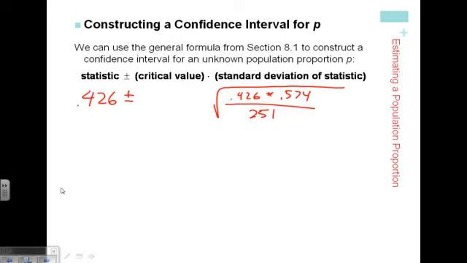Now why is it not 2? Well, the 68, 95, 99.7 rule is only an approximation. Only the very bottom two rows. So 95% confidence, 1.96. 99% confidence, 2.576. 90% confidence, 1.645.